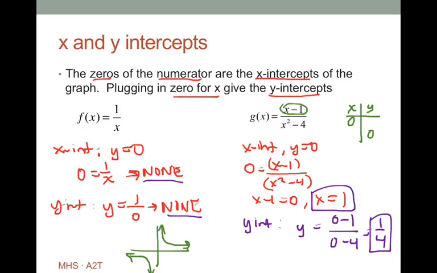Plug them back into the function. In this case, if I plug 0 in for x, I'm going to get 1/4 for y. If I plug 0 in for y, or g of x, then I'm going to solve and get 1 for x. And by the same token, on the other one, you make your little t-chart. You plug in 0 for x, and you get an infinite solution, or undefined. You plug in 0 for y, same thing, undefined. There's no intercepts. So that's another way to look at finding the intercepts.